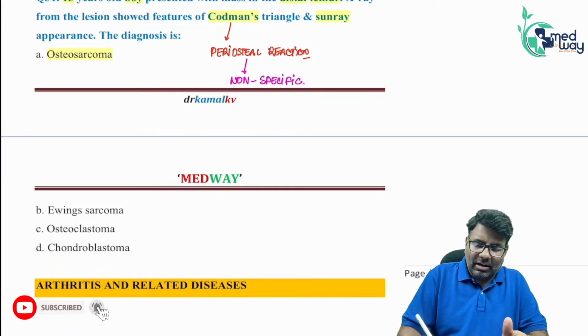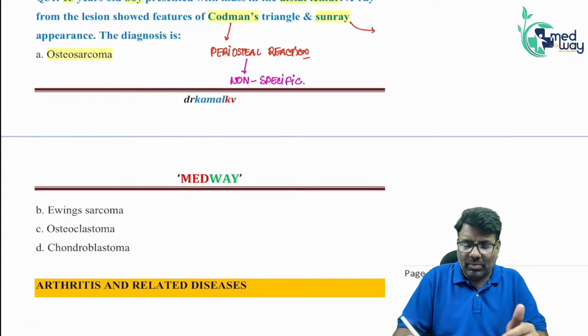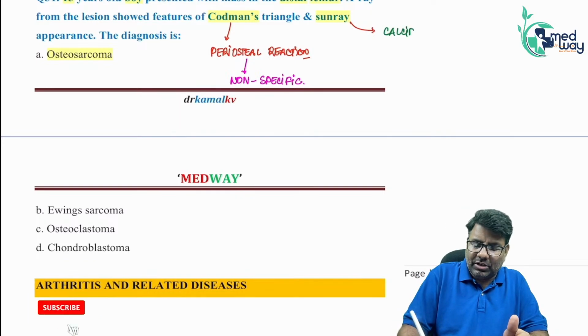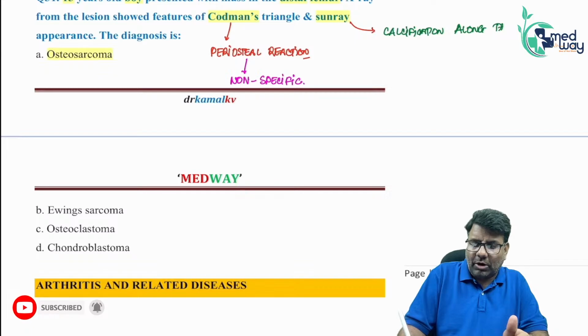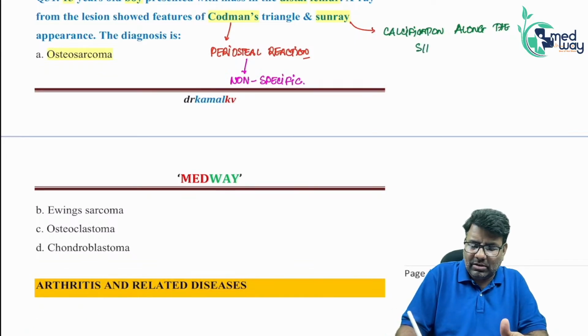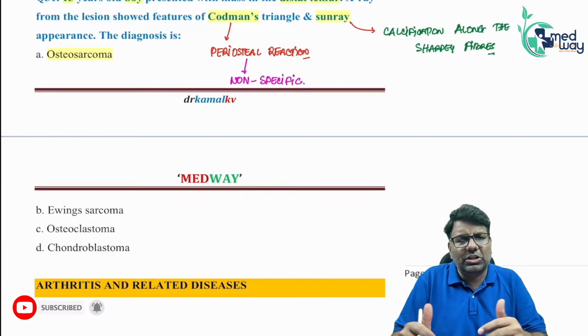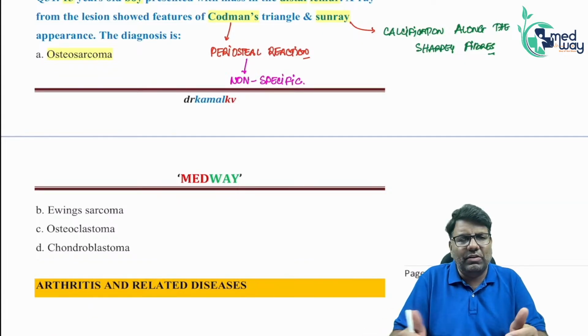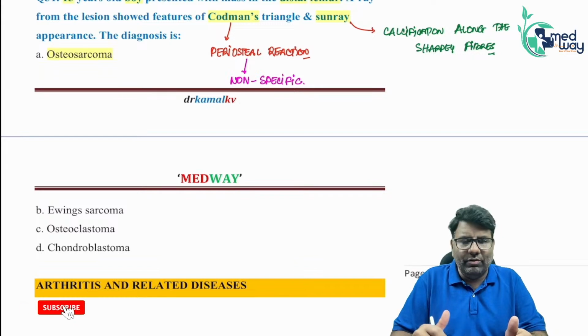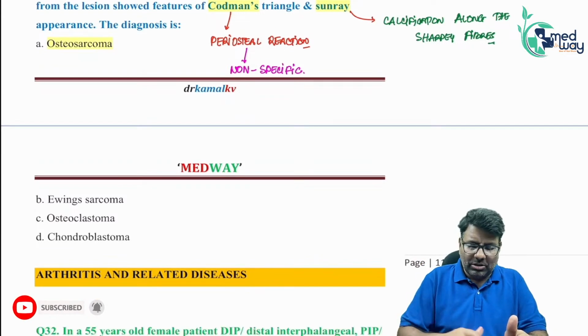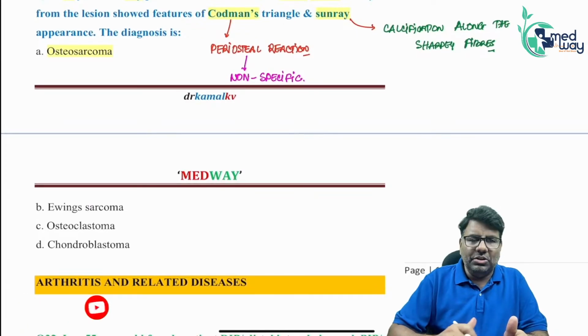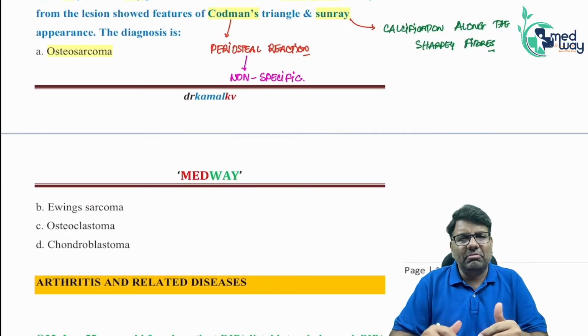And yes, sunray appearance is more suggestive of osteosarcoma because there is calcification along the Sharpey's fibers, or you can say blood vessels. Sharpey's fibers are the fibers which connect the periosteum to the cortex. So there is calcification along those Sharpey's fibers, or you can say calcification along the blood vessels, right? So this is a classical description. Young boy, around knee joint, pain, swelling, Codman's triangle.